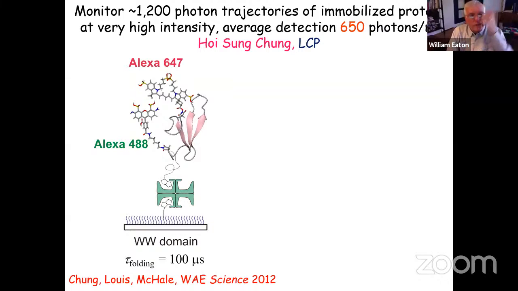So the first measurements were made when Hoi-Sung Chung came to the lab, where he measured a large number of trajectories, about 1,200 trajectories of a protein that he immobilized with a streptavidin biotin linkage, and worked at very high intensities, where the average detection was 650 photons per millisecond instead of five photons per millisecond. The downside is that the dyes would bleach, so you could only look at very short trajectories, which meant even though this was a 100 microsecond folder, even adding viscogen to slow things down, we only observed transitions between the folded and the unfolded state in about half the transitions.